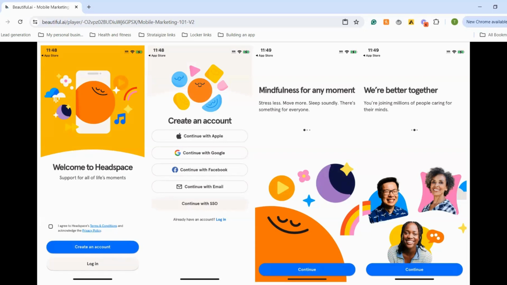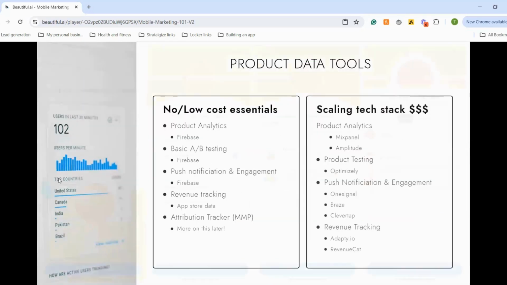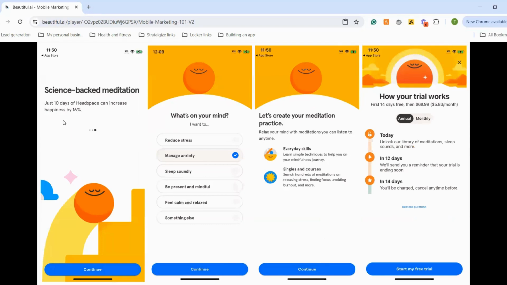Next, it moves into the sell mode. So really reiterating the core value proposition: mindfulness for any moment, stress less, move more, sleep soundly. And then it builds a little bit of social proof. Millions of people have downloaded it, essentially. And then it has some science backing, using some data to show why their solution is going to help the end user.